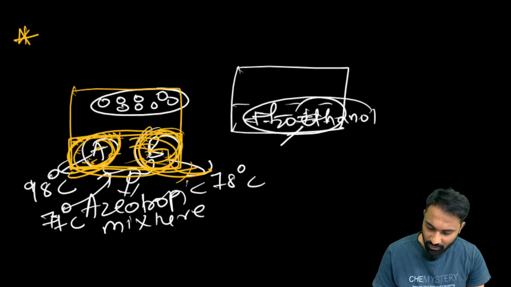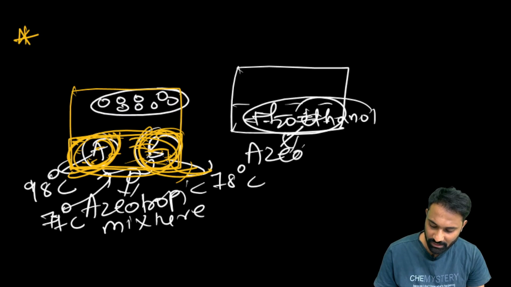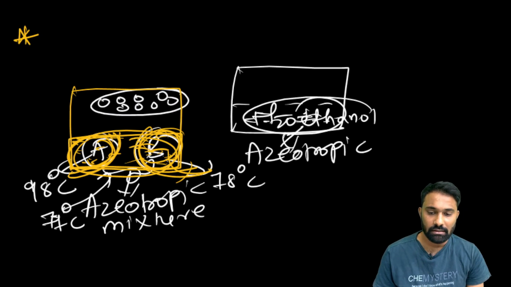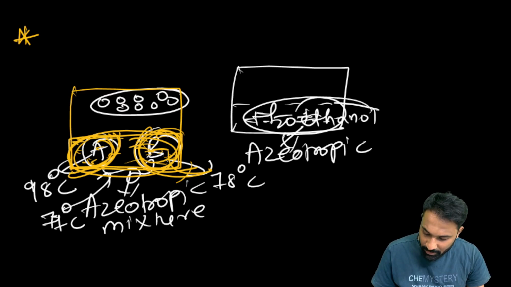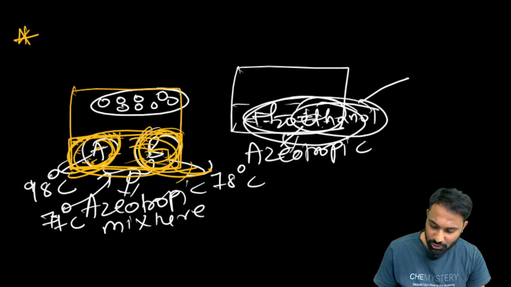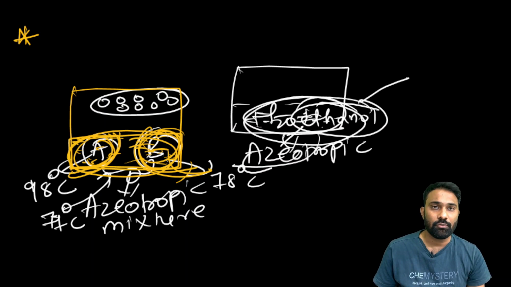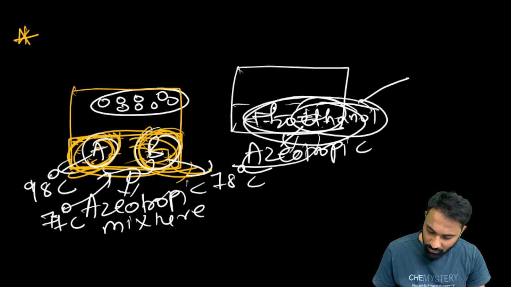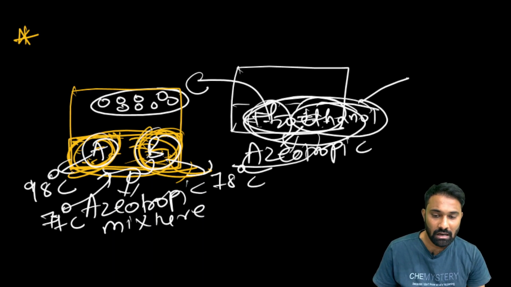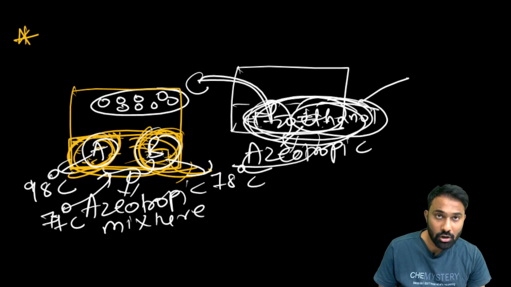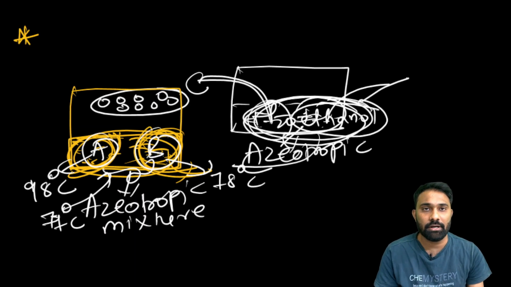Clear? These two are forming the azeotropic mixture. Done? When these two are forming the azeotropic mixture, from the distillation, what can we separate out? Either we can separate out the pure ethanol and the azeotropic mixture, H2O plus ethanol, or we can separate out the pure H2O and the azeotropic mixture. But H2O and ethanol we cannot separate out.